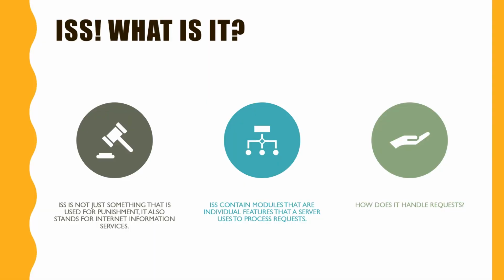It's not only used for when you're on punishment in school. It also stands for Internet Information Services. So IIS contains modules that are essentially individual features that a server uses to process a request. Some examples of those modules would include security modules, content modules, and compression modules. All of those things would be embedded in the system. As far as I know, you should be able to look in the system and look up the modules that come already embedded in the package.